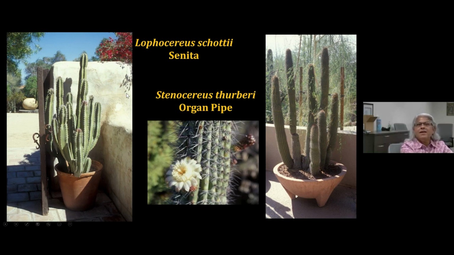So here we have some columnar cacti, the Sanita, and the Oregon pipe that are native to the southwestern part of our state. They can be very nice upright elements in the landscape, and their blooms seasonally can be very, very attractive, and even be luring in hummingbirds with their nectar that they offer.